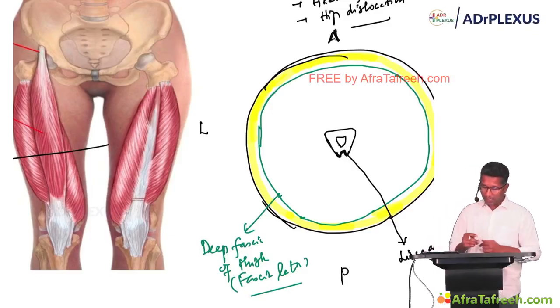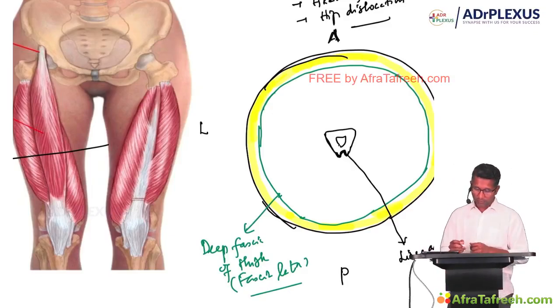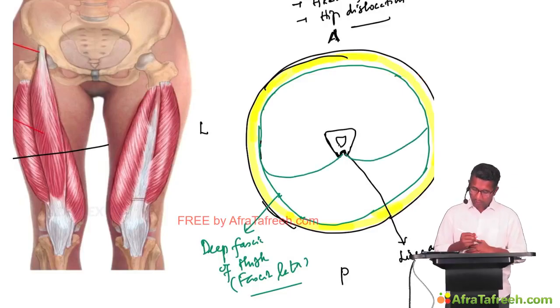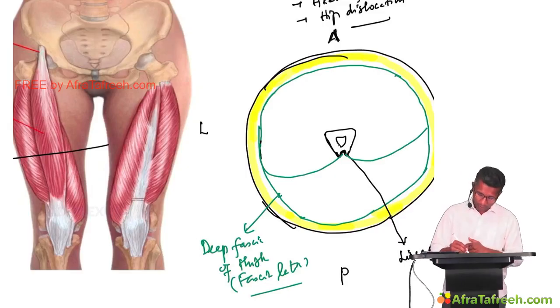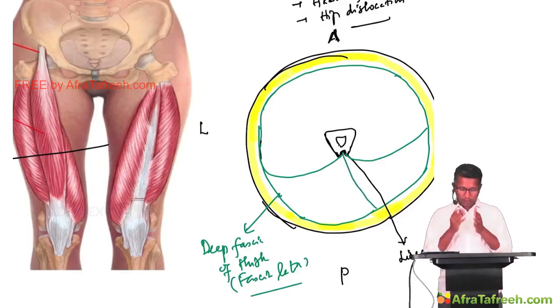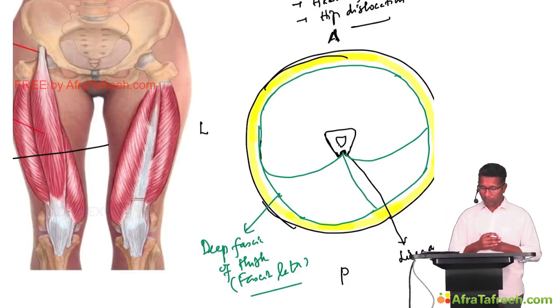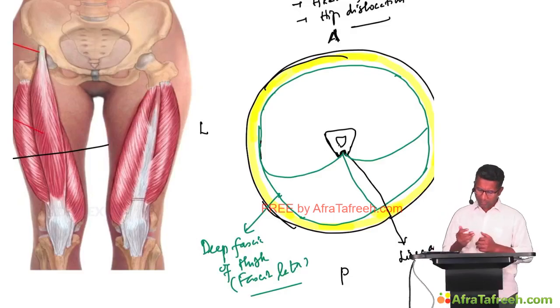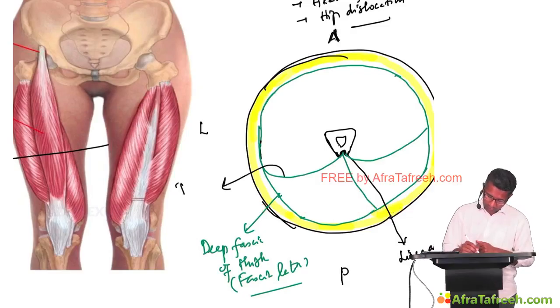So if you trace the deep fascia of the thigh, it comes and gets attached to the lateral lip of linea aspera. It is also attached to the medial lip of linea aspera, and to the groove between the two lips of the linea aspera. Now, because of the attachment of these septa, what are these septa? These are the intermuscular septa.